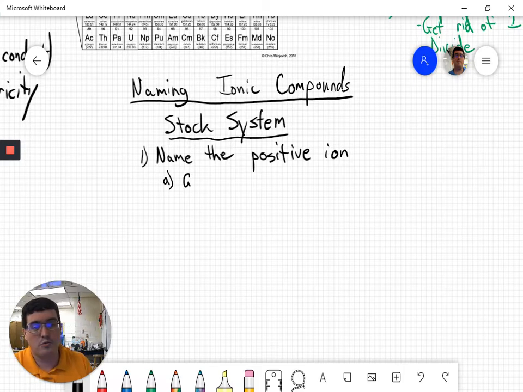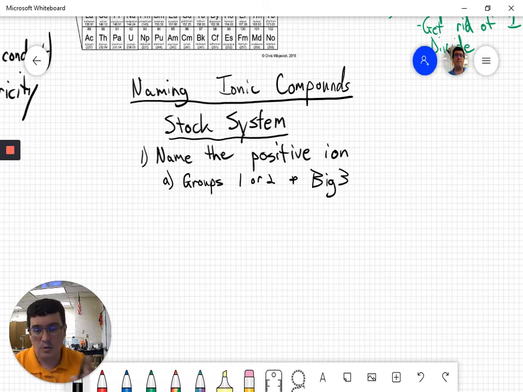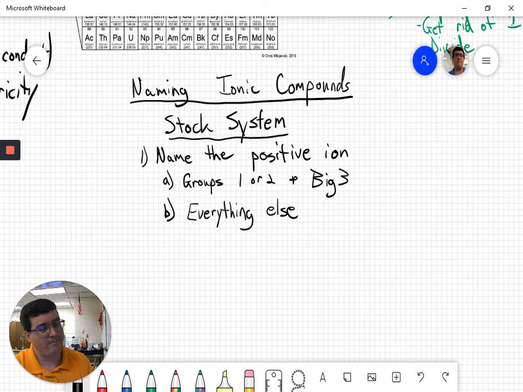One is where we have those groups 1 or 2, and the big 3. Those guys are named without Roman numerals. And then subpart B is where we have everything else. And for these, we're going to use Roman numerals. Fun, right? So one thing to remember on part A, we remove ion from the name. And we'll get to that in just a minute.